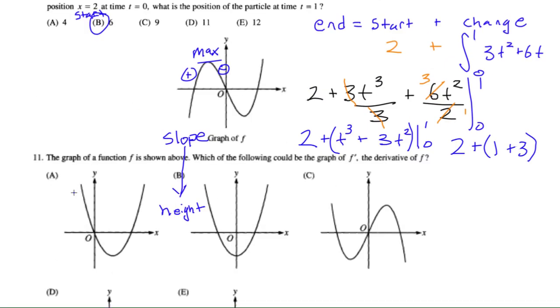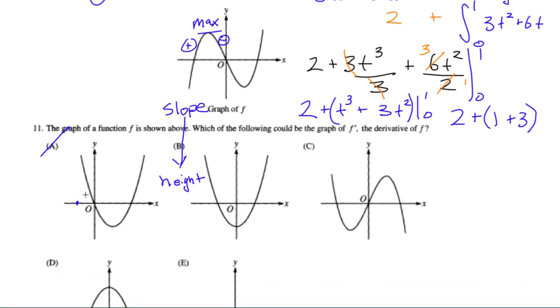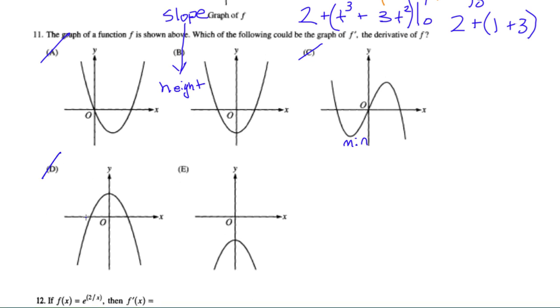Why do you cancel out A? Because it's not at the point where the max is. Oh, I see. Yeah, it happened at 0. So A didn't happen there. If it happened right here, it would have been okay. Can't be C because it's not a max. That's a min. It can't be D because there's no max happening over there, and it can't be E. So you just found the answer. It's B, just by that 1 point alone.